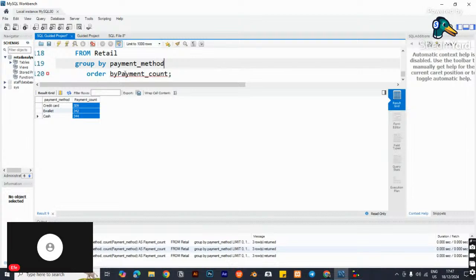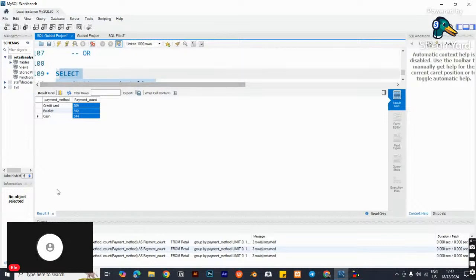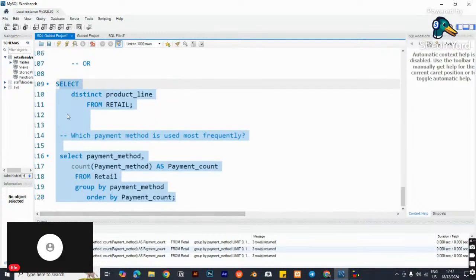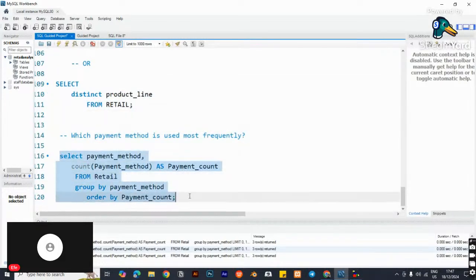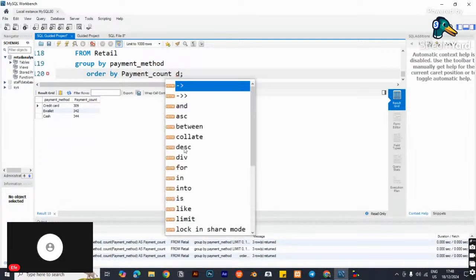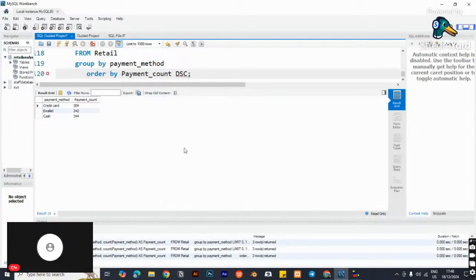Order by payment count. If I run this query, just take note, we have 309 here and 304. We see that by default, SQL orders in ascending order. We want to order it in descending order because we're interested in seeing the most. Is it descending? Okay, DESC.